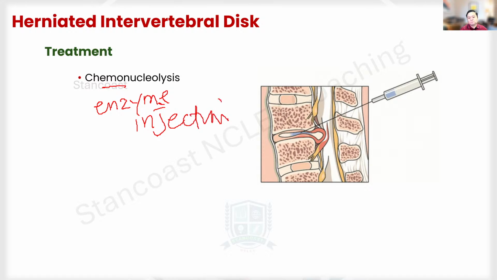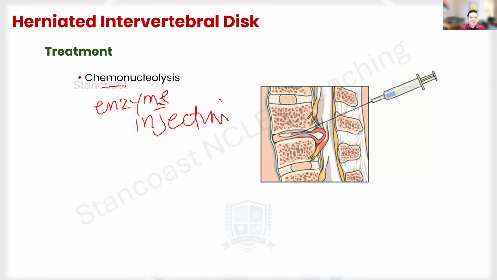So this is going to be done in a very sterile environment wherein the enzyme is going to be injected into the disc in order to dissolve the herniated nucleus pulposus. Remember that gel-like structure? So this is going to dissolve the herniated gel-like structure in the disc.